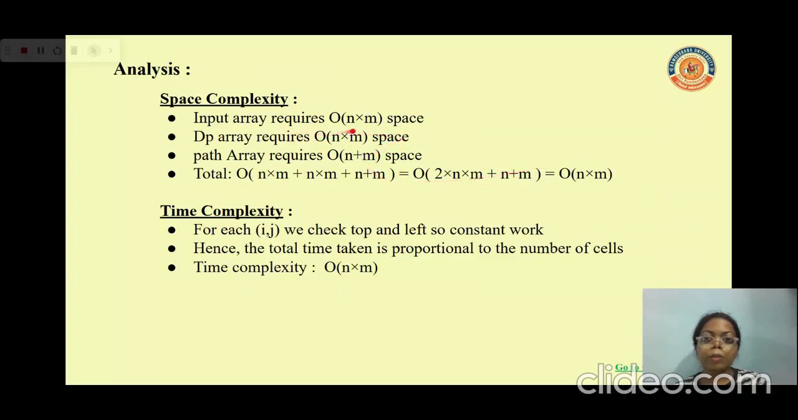Here the space complexity for the input, DP array and path will be m into n, and for the path, as it is a single array, it will be m plus n. So overall complexity will be O of m into n. Time complexity is also O of n into m, because at each step we are checking either top or left for constant work in the dynamic programming approach.